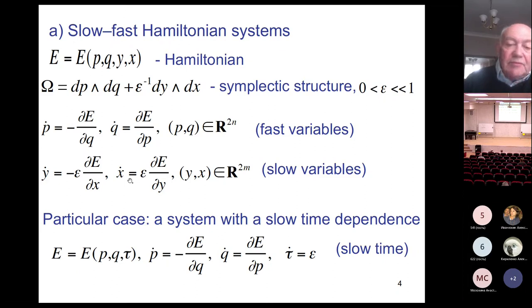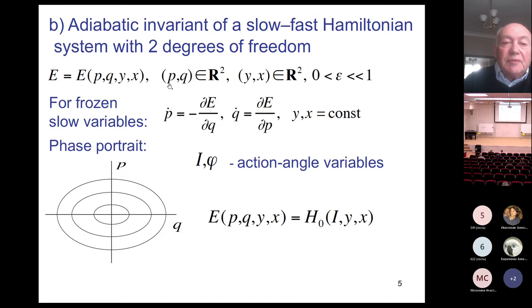And a system with slow dependence on time is a particular case of this system. Because the slow variables change slowly, first we should consider the system when they are frozen. This is called the fast system. The simplest case is when we have 2 degrees of freedom, 1 degree of freedom for fast variables and 1 degree of freedom for slow variables.